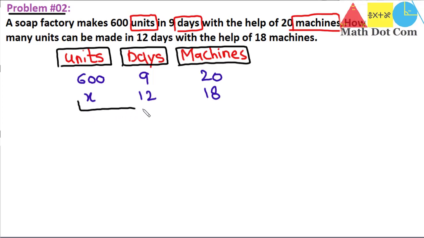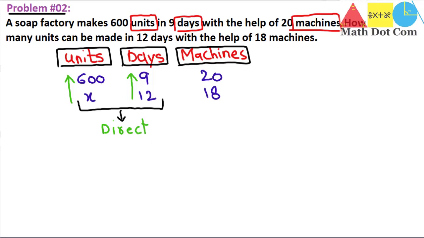First we have to find the relationship between these two, as one is known and the other is unknown. So if the number of days is increased from 9 to 12, it means more units can be made in this time. So the relationship between the two is direct. Direct relationship means if one quantity is increasing, the other will also increase.